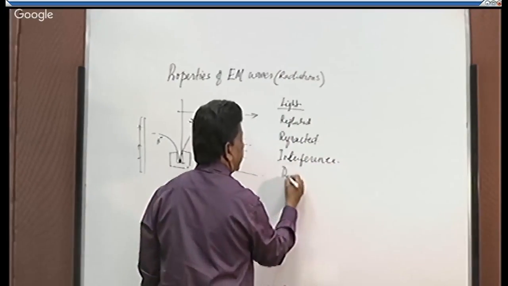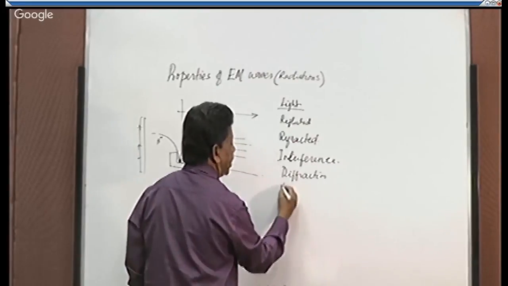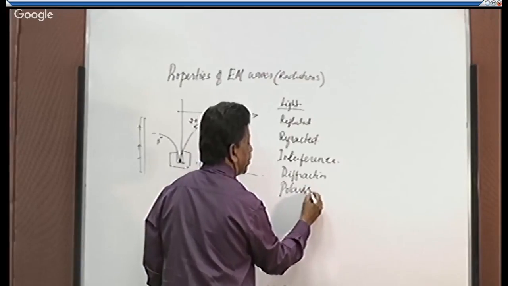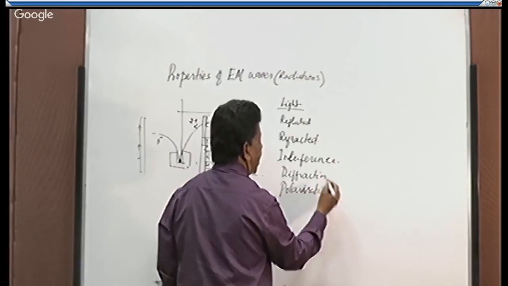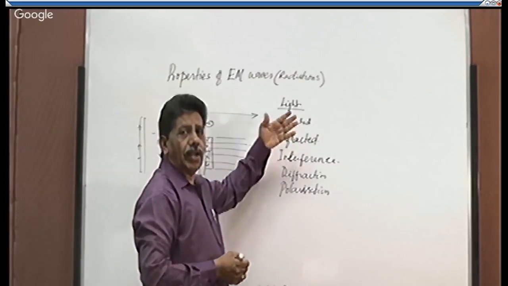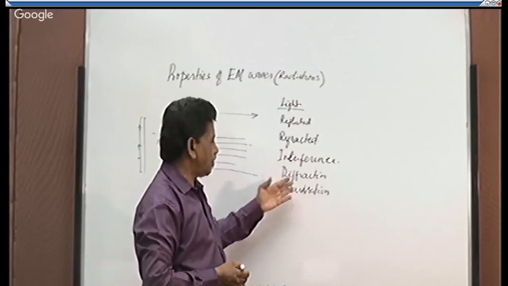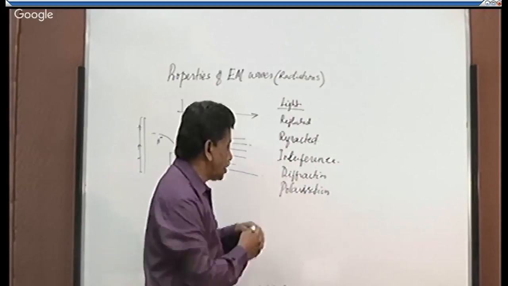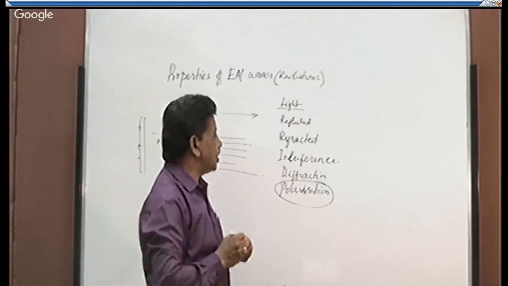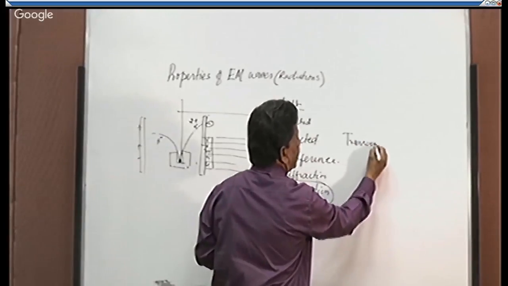There is one more phenomenon which you call diffraction, and there is another property which you call polarization. Even longitudinal waves can be reflected, refracted, and undergo interference. But this particular property, polarization, is noticed only in case of transverse waves.